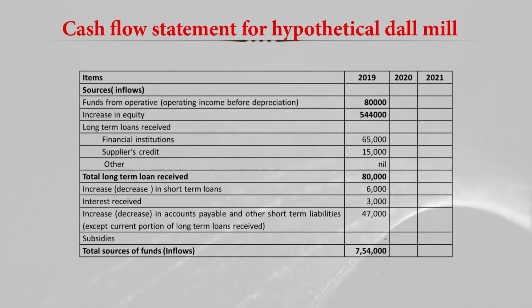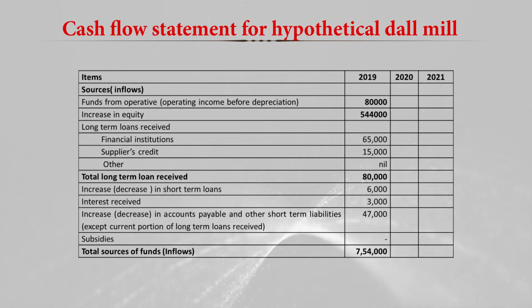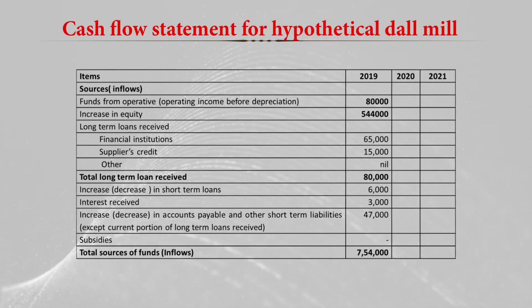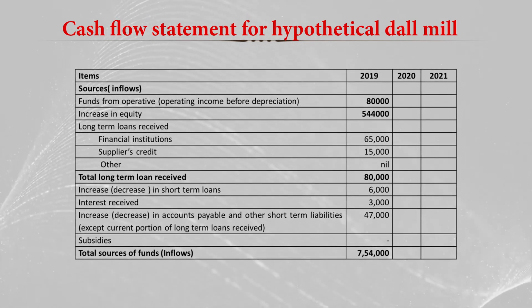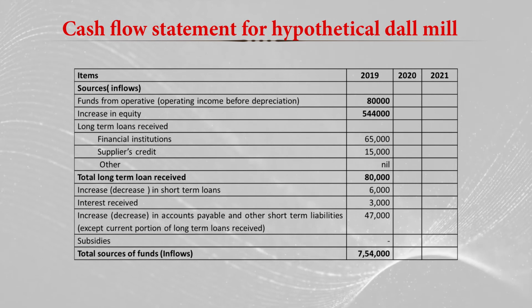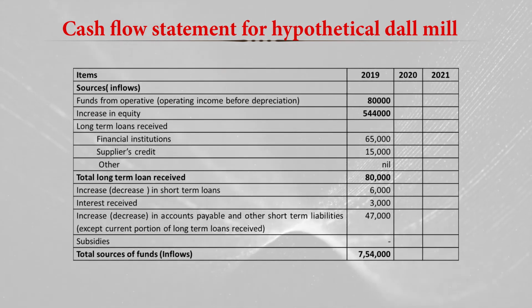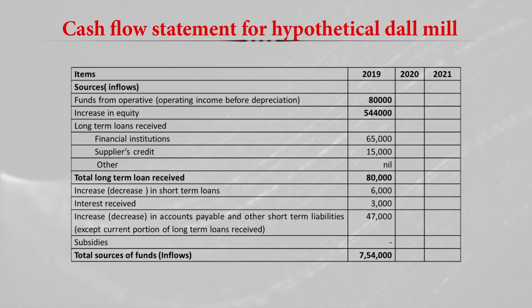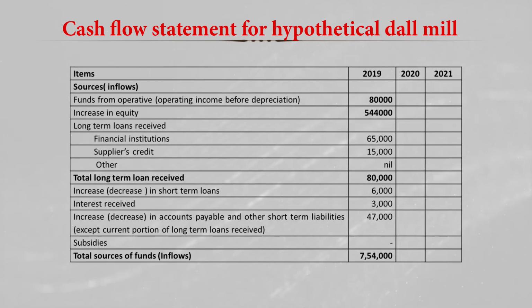So first let us start. What are the different sources from which the money is flowing into the dal mill? There are different sources of inflows, like funds from operating income before depreciation, that is 80,000 we can say. Then there is an increase in equity. Increase in equity means we are making some investment from the owner of the dal mill, that is 5 lakhs 44,000. Then there are long-term loans received from the banks, from the financial institutions, 65,000.